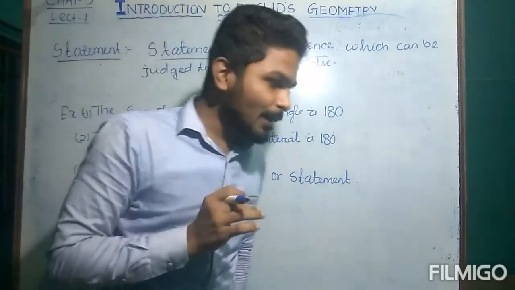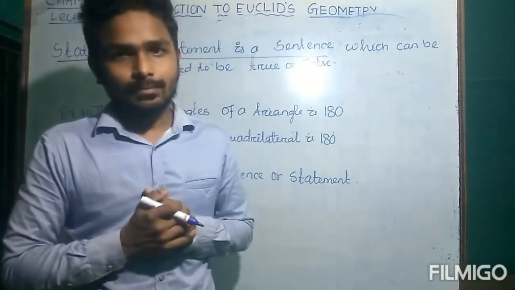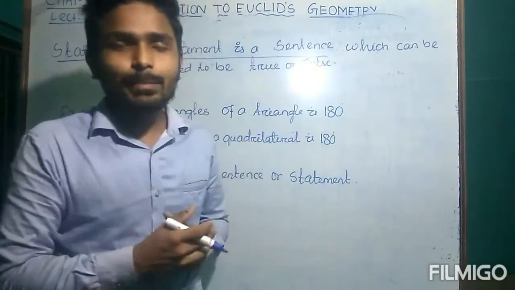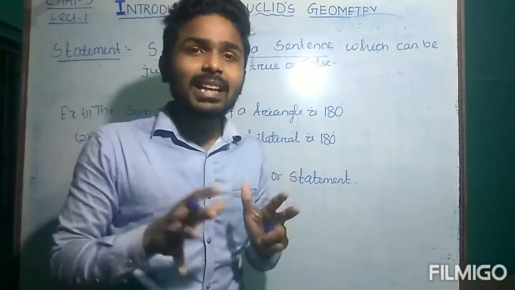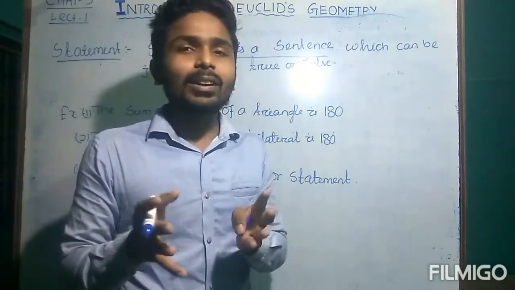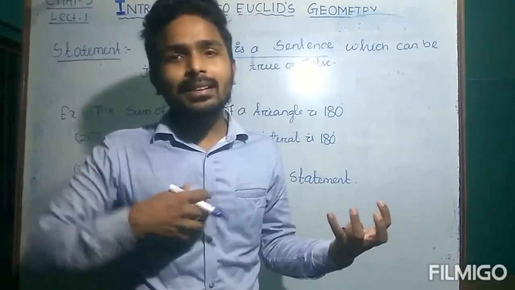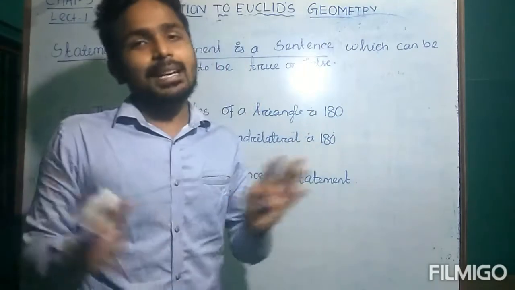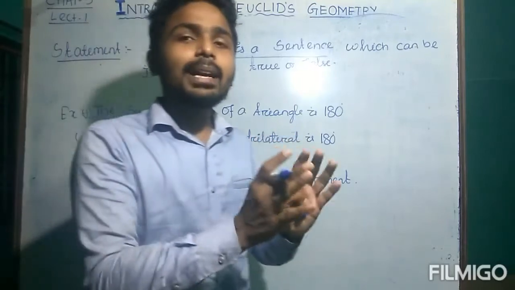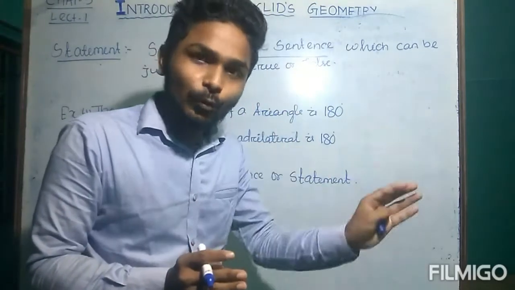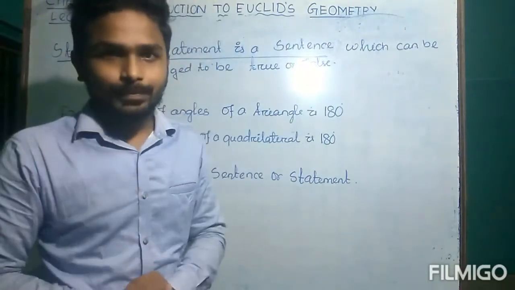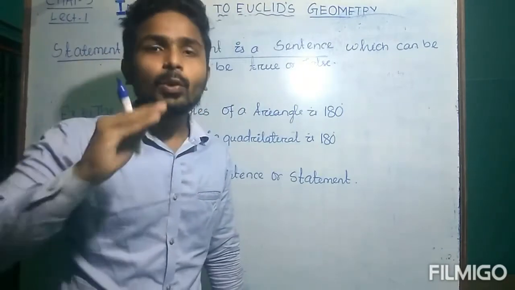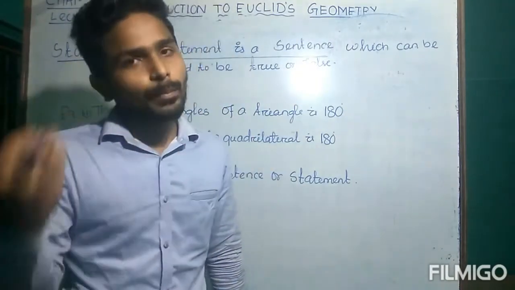Understood? One more example. If I am saying I am eating, then is it a sentence or is it a statement? It is a sentence because I am eating, it doesn't need any proof. I cannot suggest my sentence is true or my sentence is false. It is a neutral sentence. That is why it is not a statement. In order to be a statement, a sentence needs to be proved true or false. Understood? So the overall meaning of a statement is a sentence which can be judged to be true or false.